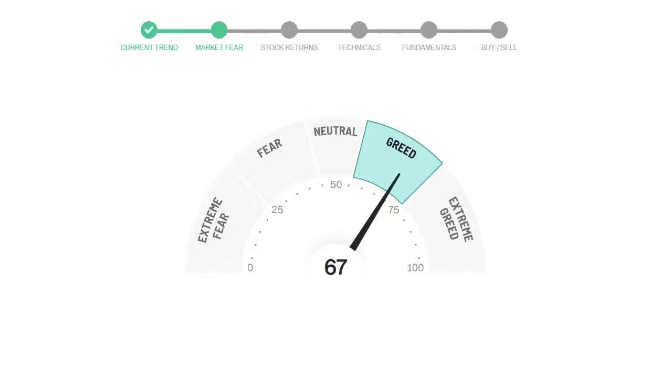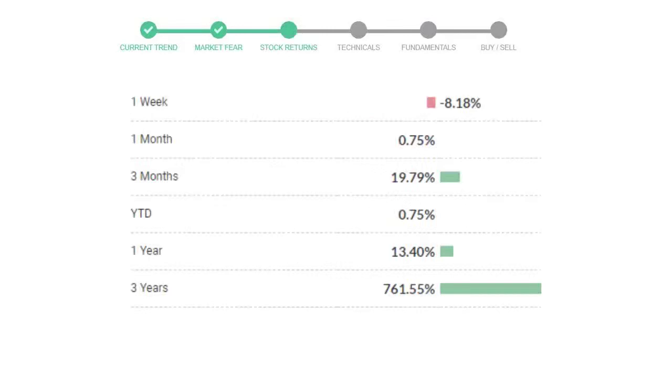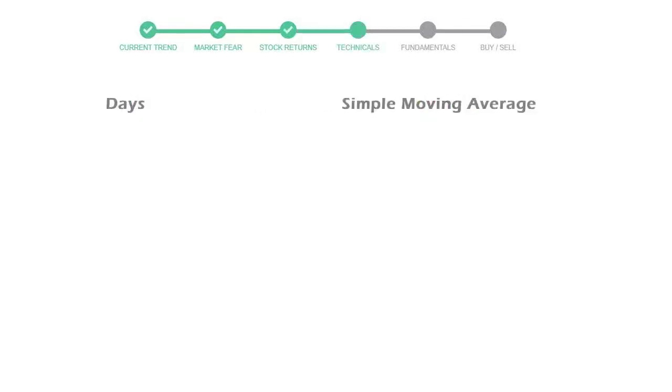Moderna gave negative 8.18% returns in the last week, 0.75% in the last 30 days, and 3 months returns are 19.79%. Now let's have a look at simple moving average data.